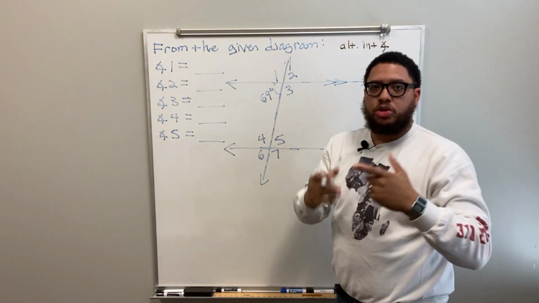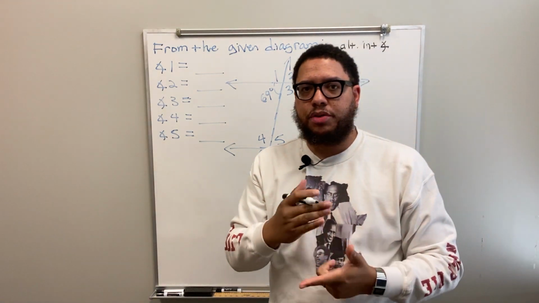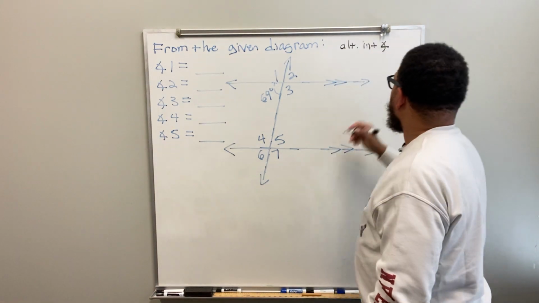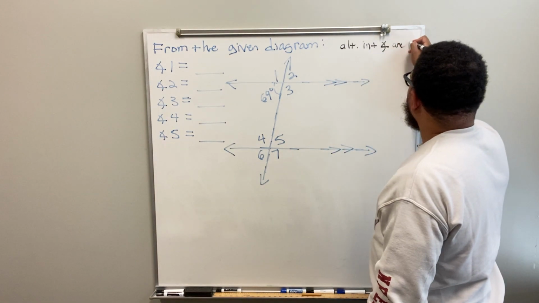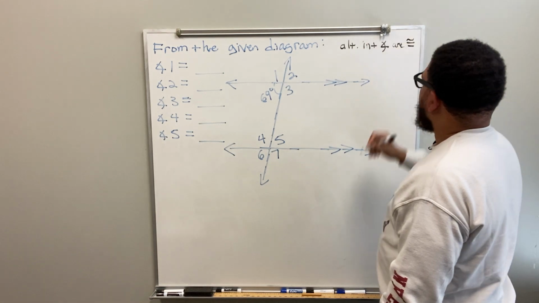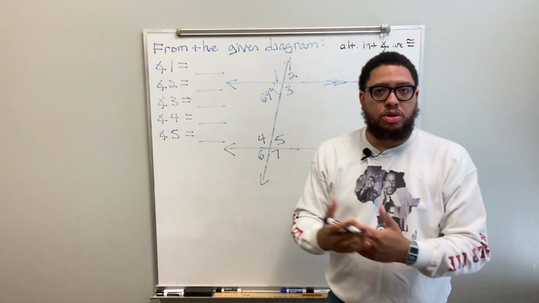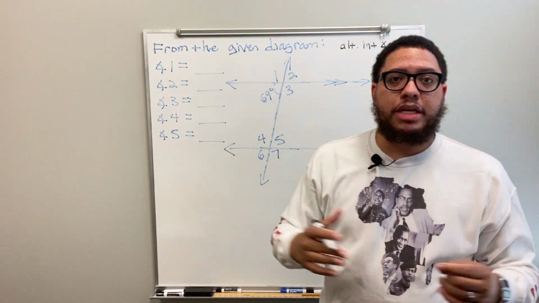So once you identify two angles as alternate interior angles, you already know the relationship. Alternate interior angles are congruent. Alternate interior angles are congruent. Now, what does congruent mean? Congruent means that they have the same measurement.